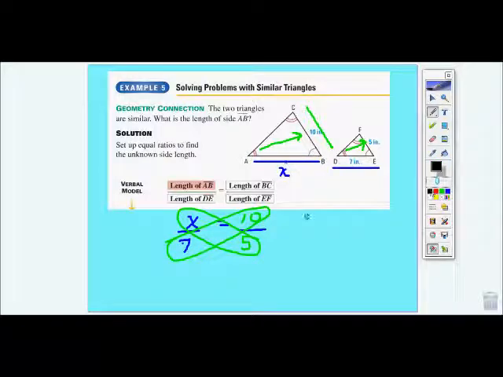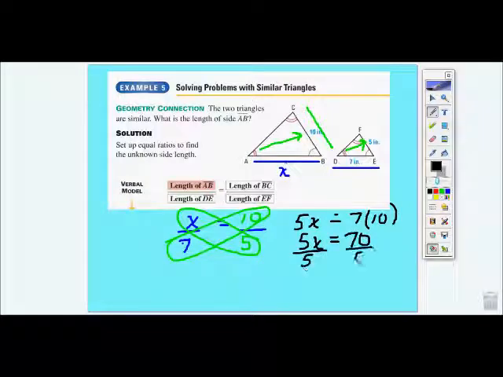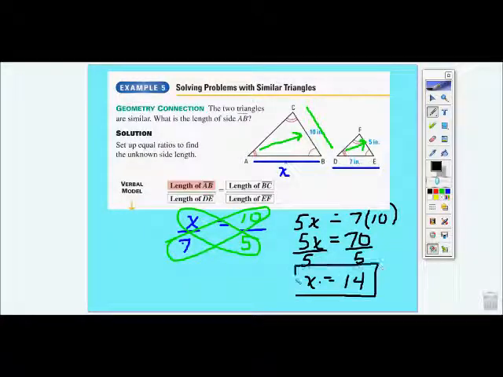So we're going to do 5x, because they're equal, we know that 5x should equal 7 times 10. 5x equals 70. Divide both sides by 5, and we come up with x equals: 5 goes into 7 one time, 5 goes into 20 4 times. So our final answer is x equals 14.